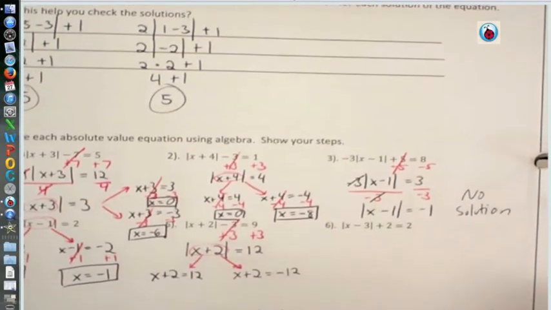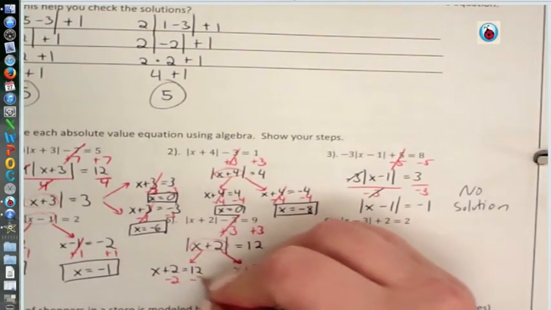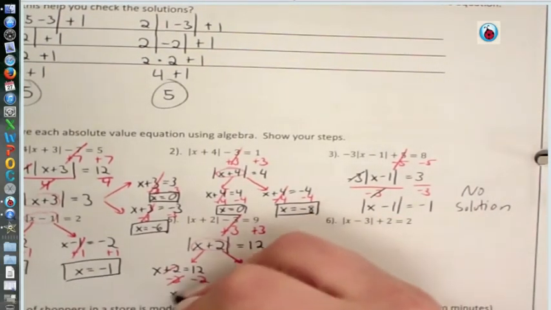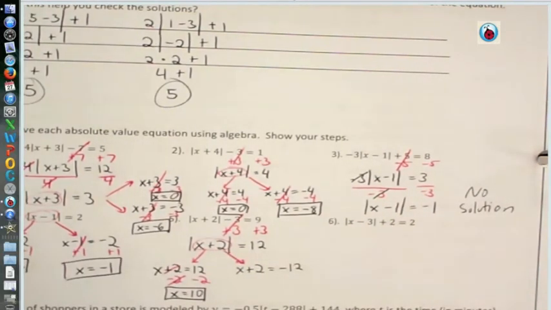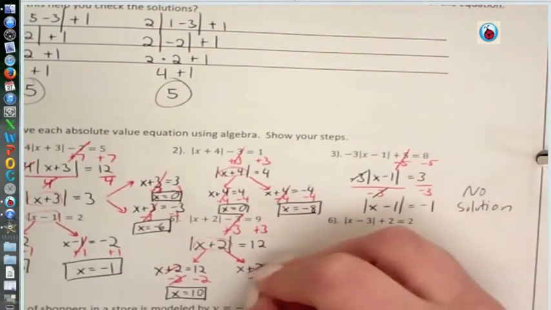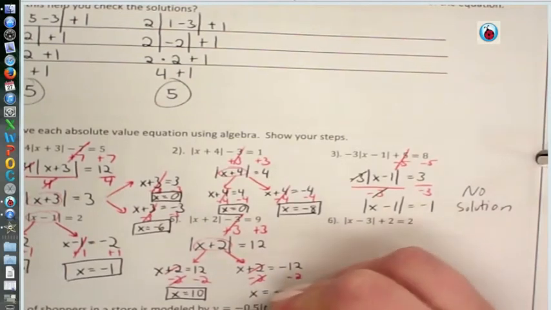These two equations will give me two different solutions. I'll subtract 2 from both sides to cancel the plus 2, and I get one solution of x equals 10. On the other equation, I'm going to subtract 2 from both sides to cancel the plus 2, and I get x equals negative 14.